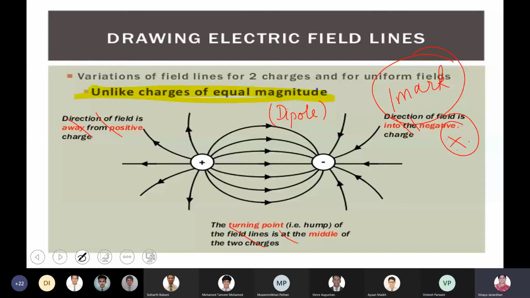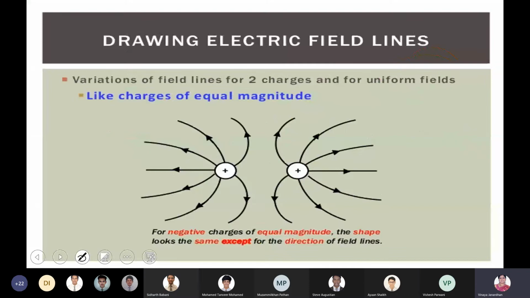Dipole is over. Shall I go for one more diagram, boys? Sure, ma'am. Now look at this. Like charges of equal magnitude. Two positive charges of equal magnitude. Anyway, there will be a force of repulsion. Just write the heading: like charges of equal magnitude.